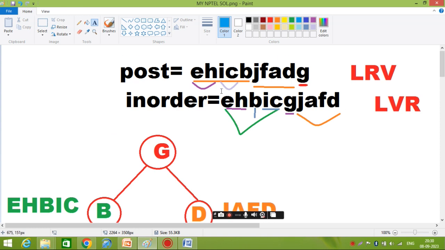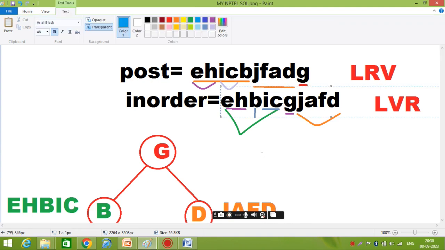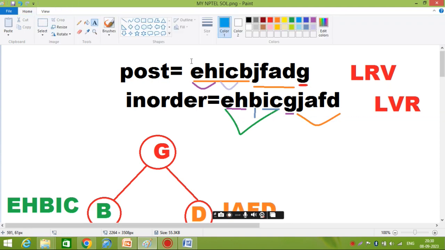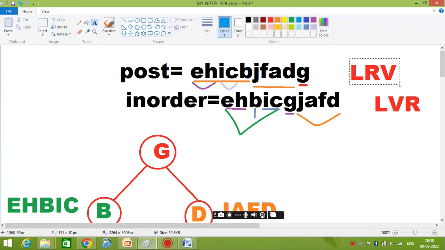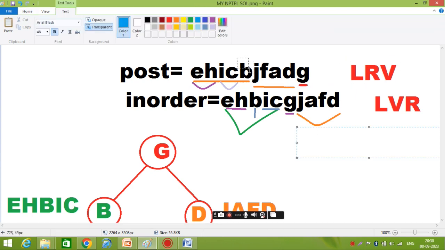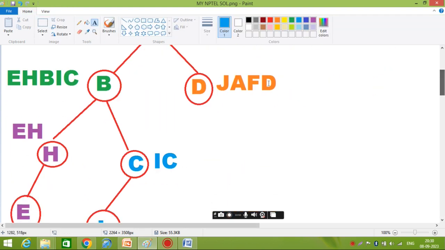Now you will check. This is my left: E, H, B, I, C. Now you check where E, H, B, I, C are present in the post order: E, H, I, C, B. This is present here. Now here, which one is the root? The root will be at last because my key is LRV. So it means that B is the root. B is the root, and the same thing we have also written.